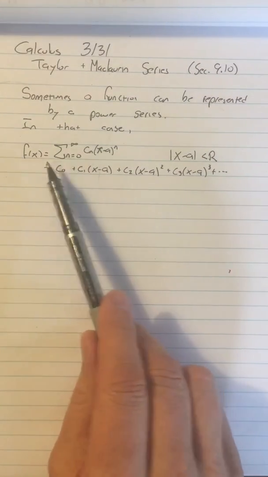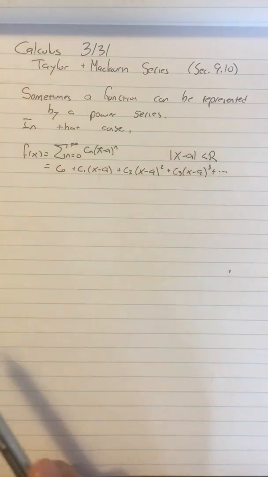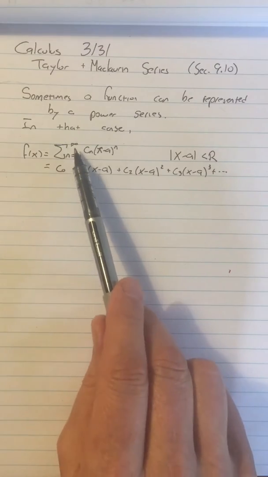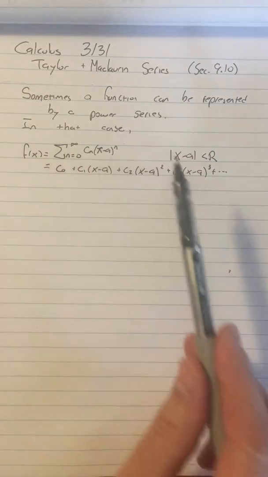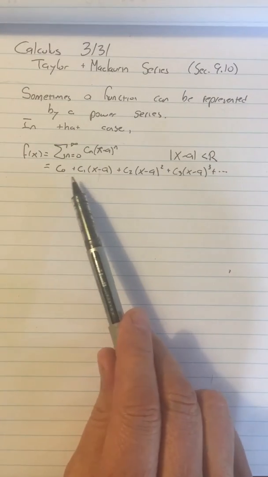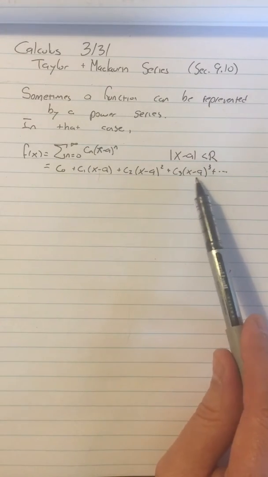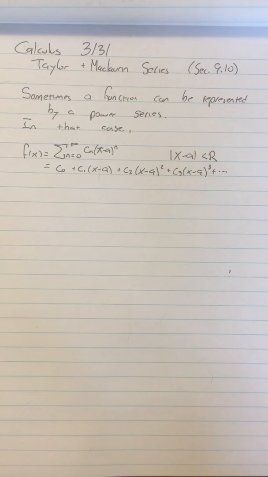So if I do have a power series representing a function, I expanded out the terms here. What does this mean, the sum from n equals 0 to infinity of c sub n times (x minus a) to the n? It means we got c sub 0 plus c1 (x minus a) plus c2 (x minus a) squared plus c3 (x minus a) cubed, and so on forever.